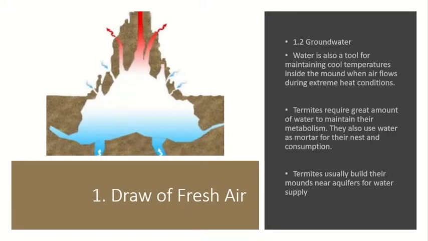So second is draw of fresh air through groundwater. Water is also a tool for maintaining cool temperatures inside the mound when the air flows during extreme heat conditions. Termites require a great amount of water to maintain their metabolism. They also use water as mortar for their nest on consumption. That's why termites usually build their nest near an aquifer, wherein aquifers are soil layers that are permeable enough for groundwater to flow. Termites usually build their mounds near aquifers for water supply.